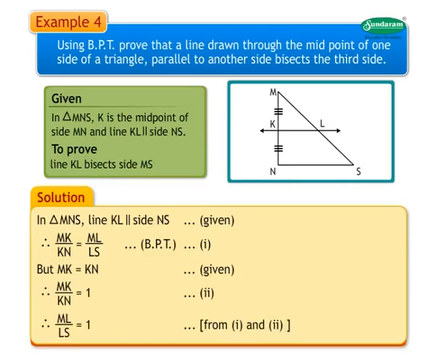Therefore, from 1 and 2, we get ML upon LS is equal to 1. Therefore, ML is equal to LS. Thus, it means line KL bisects side MS.